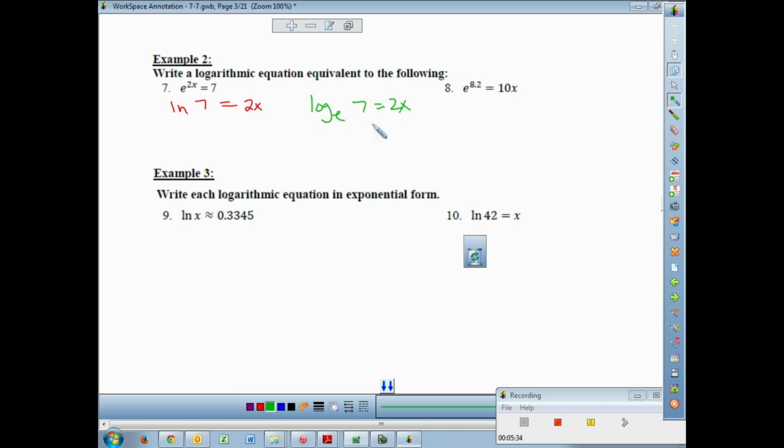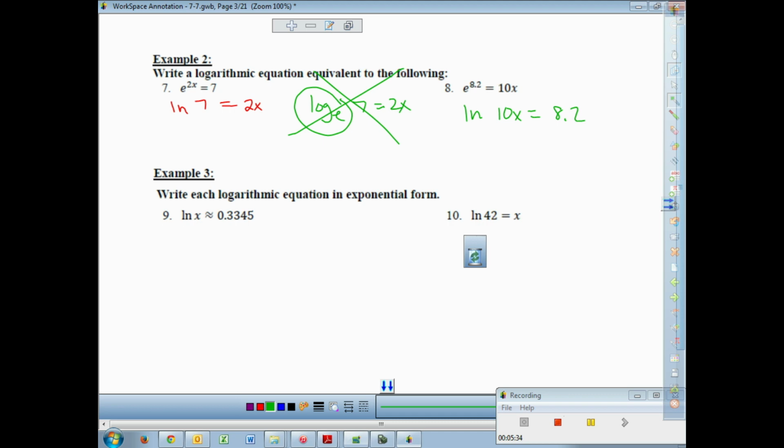These are the same thing, but this is very immature mathematically, because they created an entire word called natural log to stand for log base e. So how about this one right here? Since e is the base, it's the natural log of the argument, which is 10x, equals the exponent of 8.2. We're not solving for x.